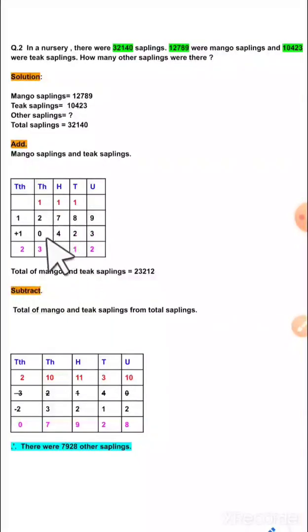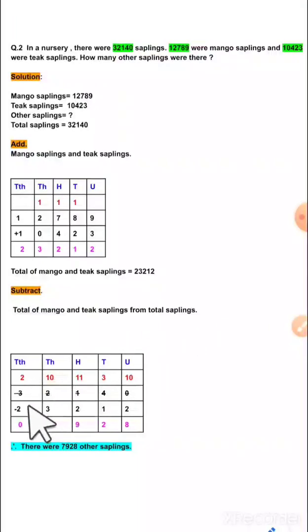Draw this box, write all the numbers. Now add 9 plus 3, 12, 2 down, 1 carry forward. 8 plus 1, 9, 9 plus 2, 11, 1 down, 1 carry forward. 7 plus 1, 8, 8 plus 4, 12, 2 down, 1 carry forward. 2 plus 1, 3, 3 plus 0, 3, 1 plus 1, 2. The answer is 23,212. So the total of mango and teak saplings is 23,212. Now subtract the total of mango and teak saplings from the total saplings.